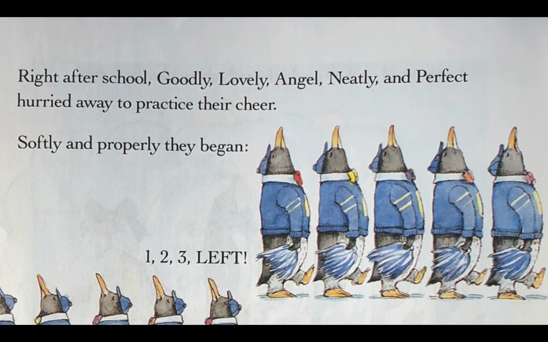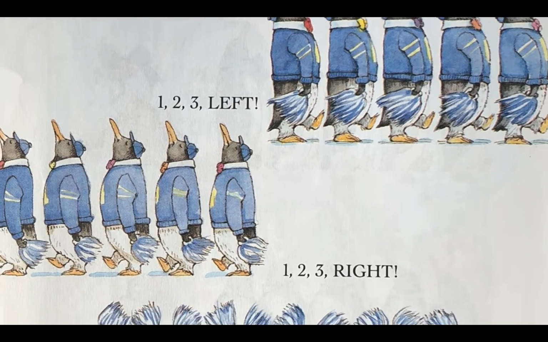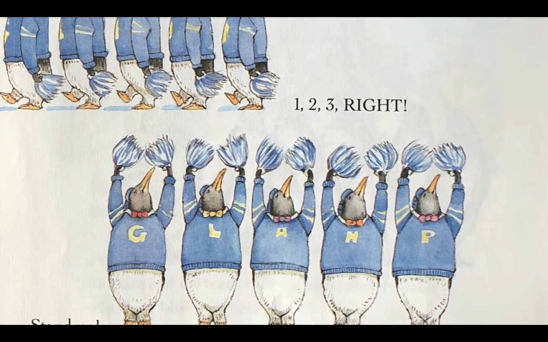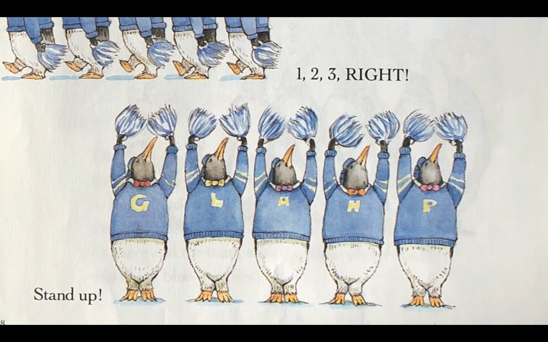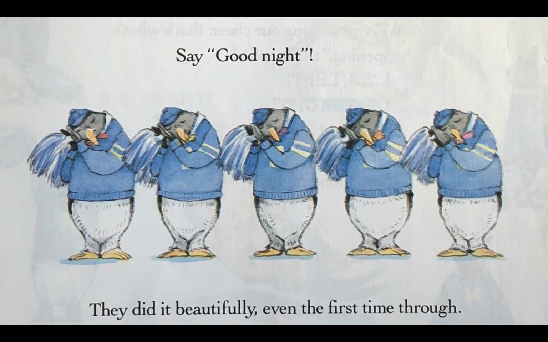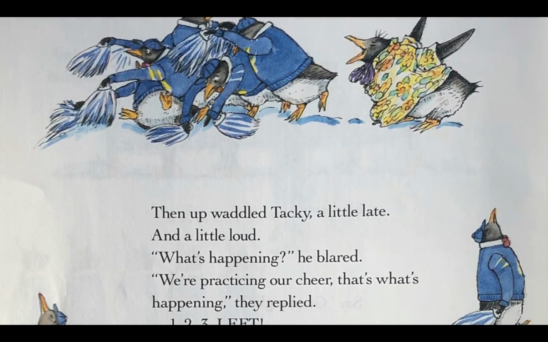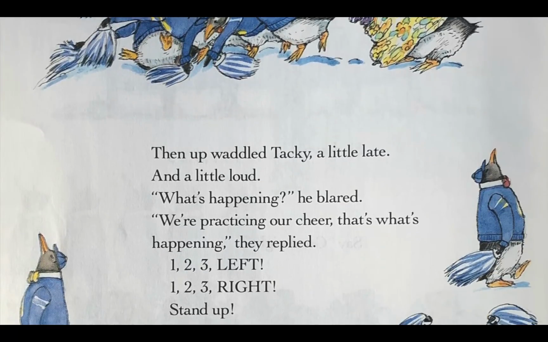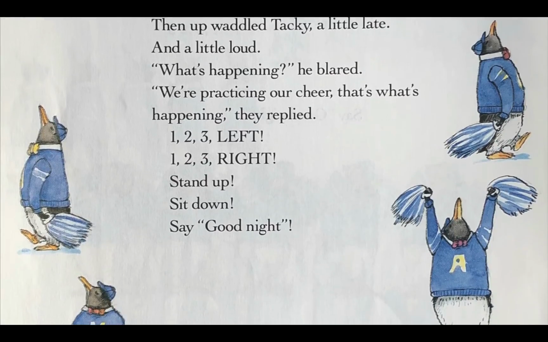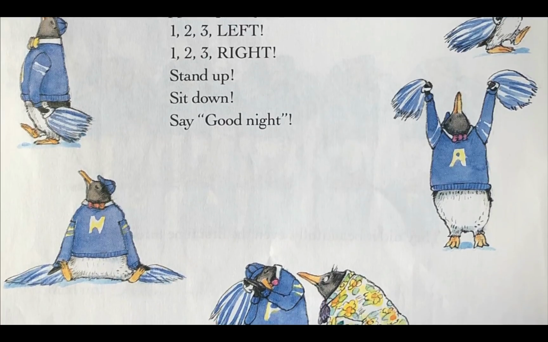Right after school, Goodly, Lovely, Angel, Neatly, and Perfect hurried away to practice their cheer. Softly and properly they began. 1, 2, 3, left. 1, 2, 3, right. Stand up, sit down, say goodnight. They did it beautifully, even the first time through. Then up waddled Tacky, a little late and a little loud. "What's happening?" he blared. "We're practicing our cheer. That's what's happening," they replied. 1, 2, 3, left. 1, 2, 3, right. Stand up, sit down, say goodnight.